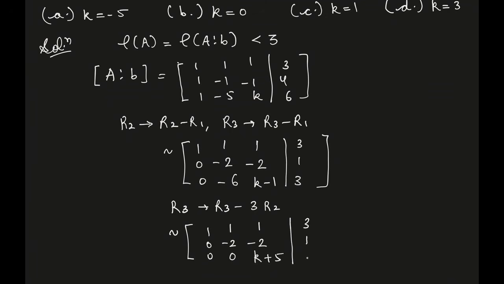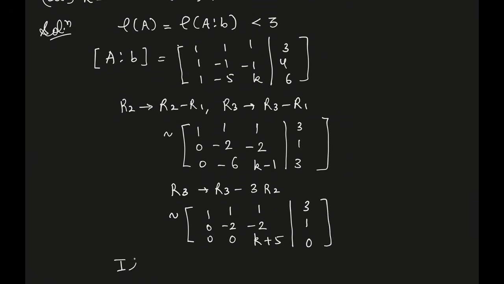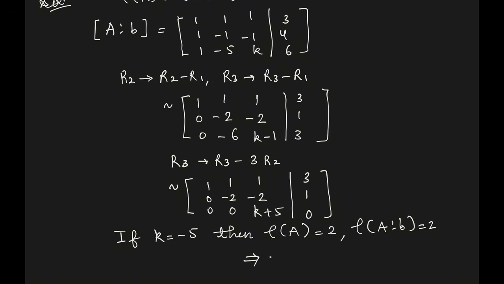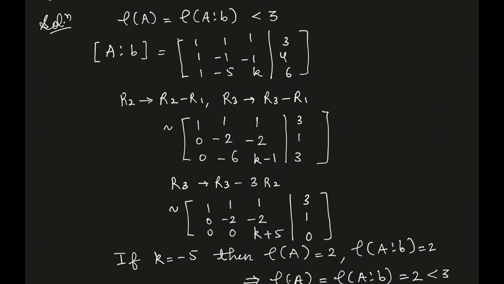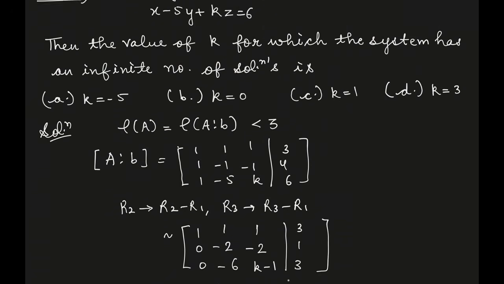Now if k is equal to minus 5, then rank of A is 2, rank of augmented matrix is also 2. This implies rank of A is equal to rank of augmented matrix, which is less than number of variables. So there are infinite number of solutions. So answer is option A.